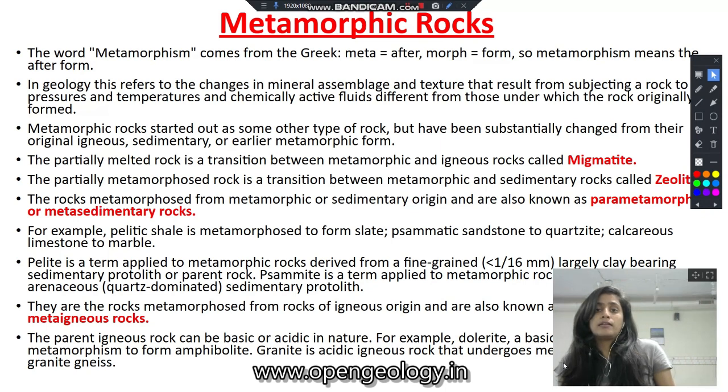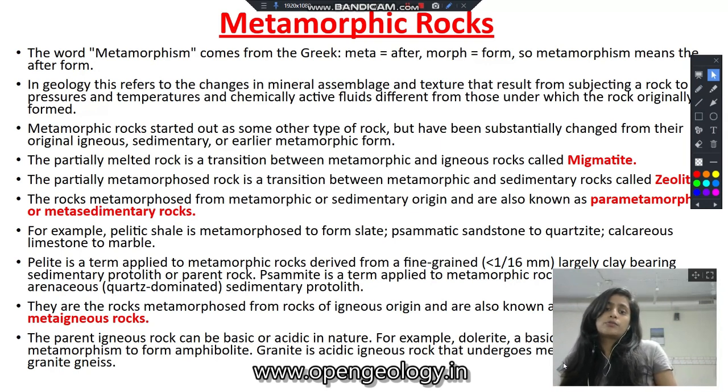The borderline of temperature and pressure where a rock lies between igneous and metamorphic rock is known as migmatite. The partially metamorphosed rock that is a transition between metamorphic and sedimentary rock is known as geolite. So the boundary between igneous and metamorphic rock is known as migmatite rock formation, and the boundary of sedimentary and metamorphic rock formation is known as geolite rock formation.